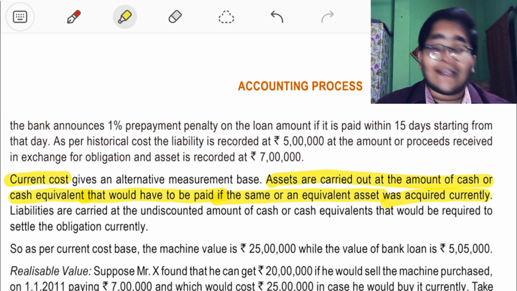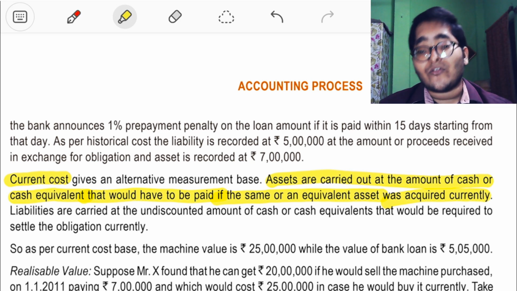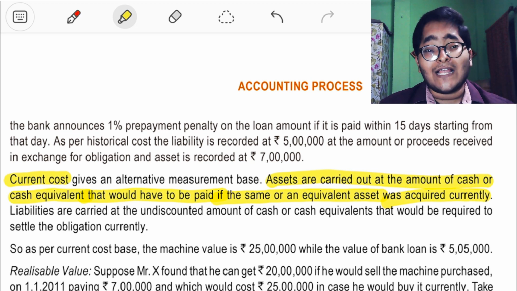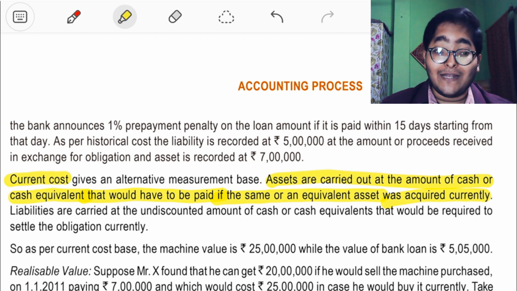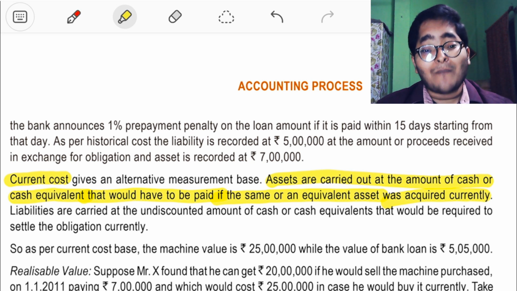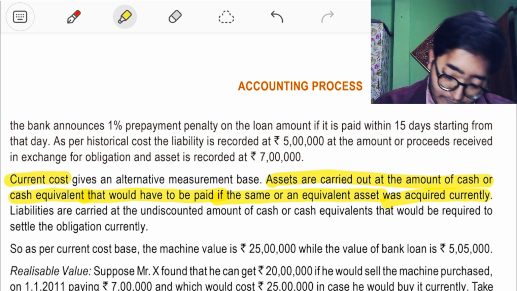we call that the current cost of that liability. The amount of cash or cash equivalents that needs to be paid today itself to set off or settle an obligation or liability is the current cost of that liability. That amount should be the undiscounted amount.